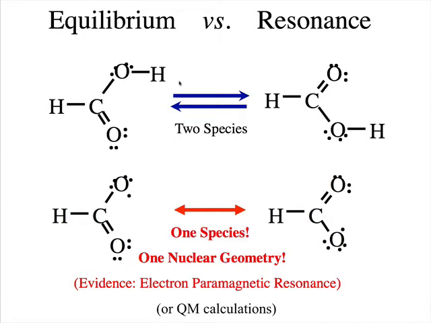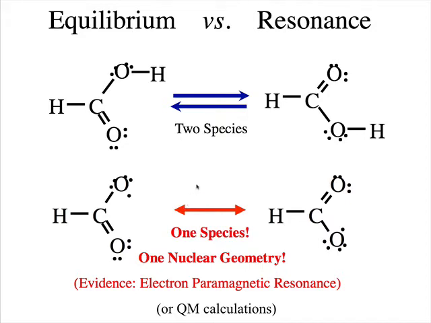Meaning it can be influenced using factors that affect Le Chatelier's principle. So anything that you know about equilibrium would apply to this type of situation on top. On the other hand, the system at the bottom is an example of resonance. These are not two different structures. These are actually the same structure.